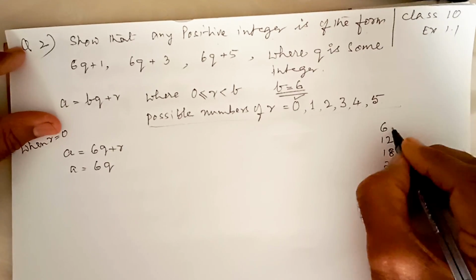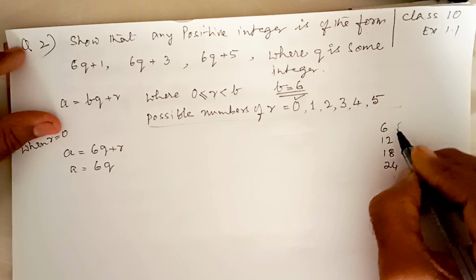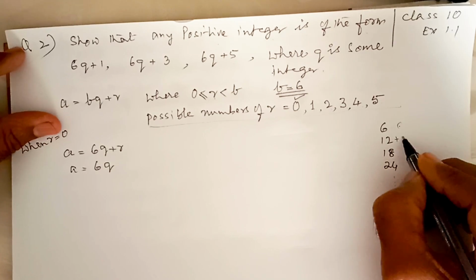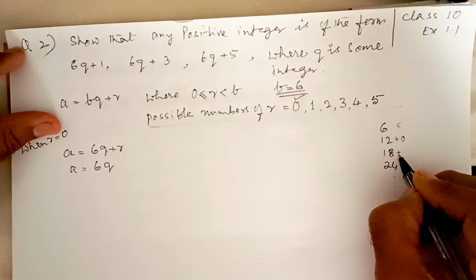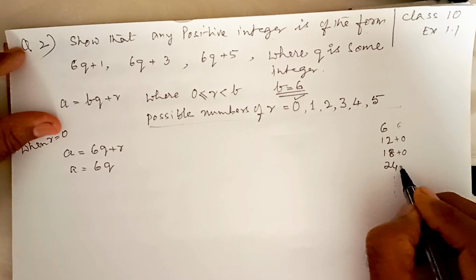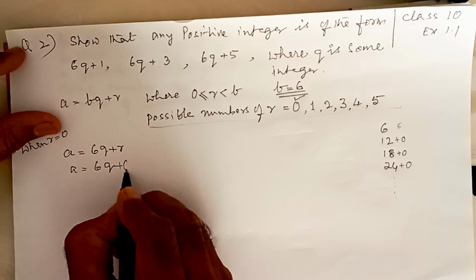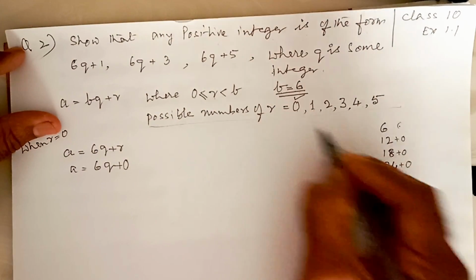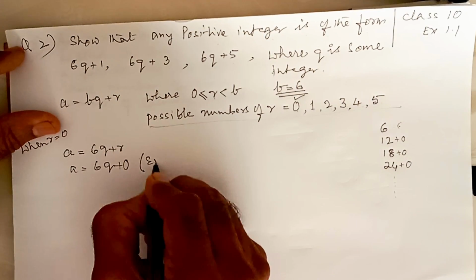Now, plus 0 does not change the status of even or odd numbers. 6 remains 6. It is an even number. When you add 0, 12 remains as 12, which is again an even number. When you add 0 to 18, 18 is again an even number. 24 is again an even number. So, by adding 0, which is the first value of r, all these numbers will remain as even numbers. Let us write down this.